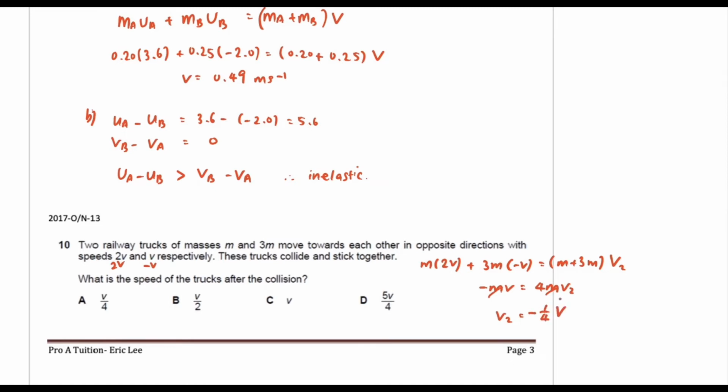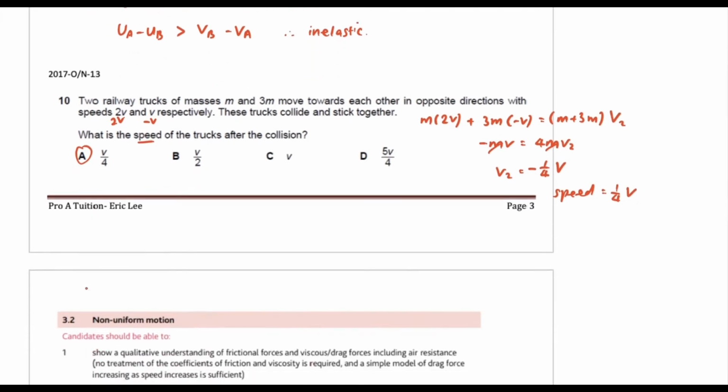But they ask for speed. What we calculated here is velocity. So the speed is 1/4 v. So the answer is A. So we do it like this. Now let's move on. 3.2.